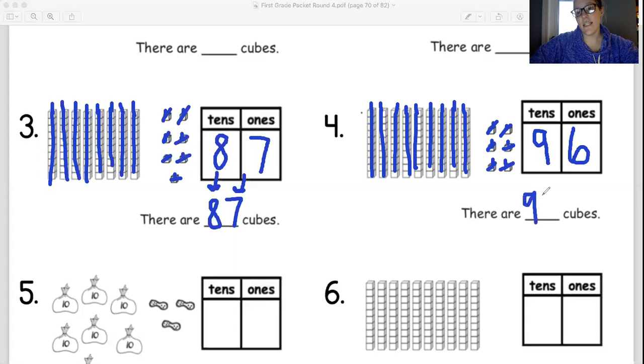There are 96 cubes. They should match your 10s and your 1s, okay? Check those two. If you made a mistake, pause it, see where you went wrong. If not, pause it anyway and go ahead and try 5 and 6 on your own right now.